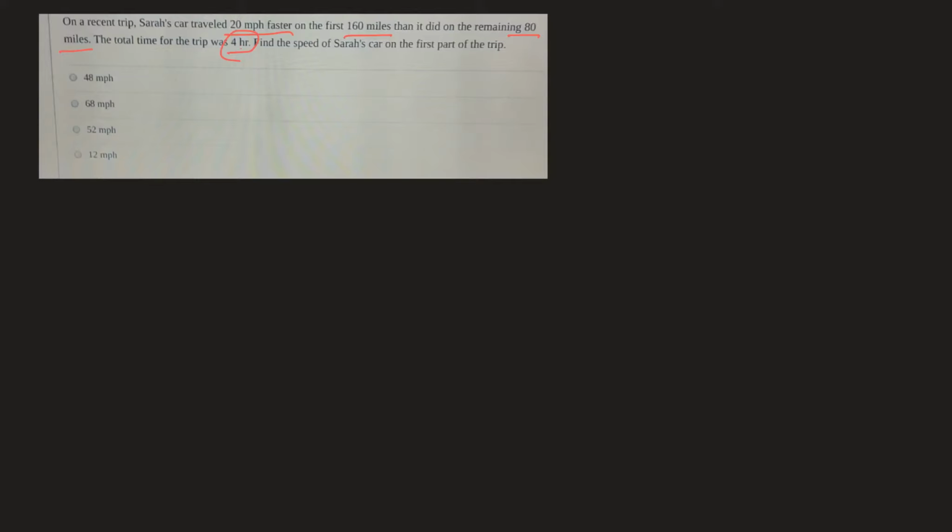So time is 4 hours. So the time to go the first part plus the time to go the second part has got to be 4 hours. Now, I have this formula: distance equals rate times time. If I solve that for time, time is equal to distance over the rate. So the distance over the rate for the first part of the trip plus the distance over the rate for the second part of the trip must equal 4 hours.